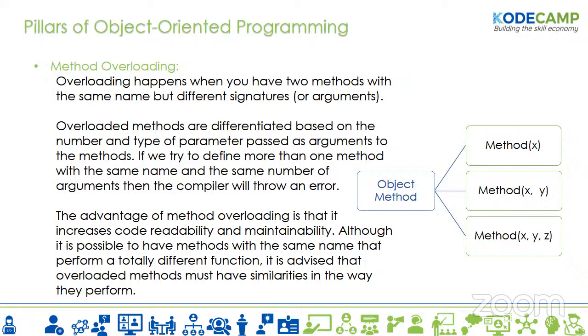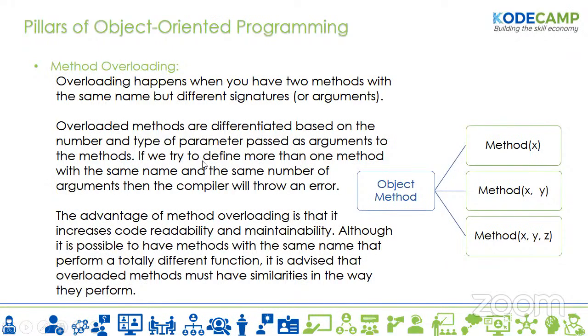Overloading happens when you have two methods with the same name. However, they have different signatures, or arguments, or parameters, whichever name you're familiar with. So the methods have the same name, but different signatures, different parameters, different arguments. Based on how you make your implementations, you can do different things.